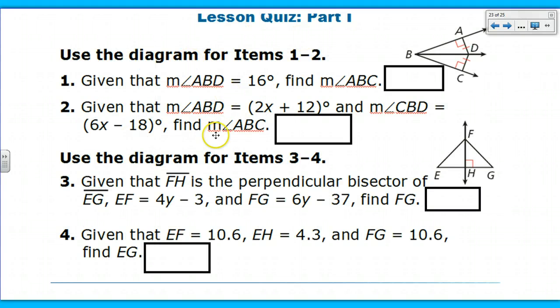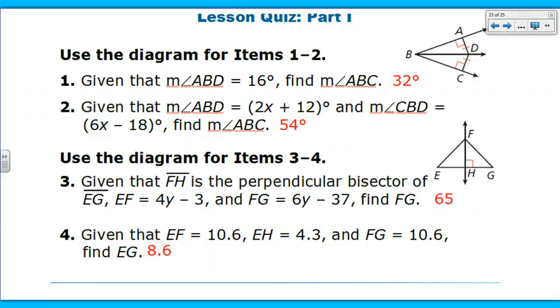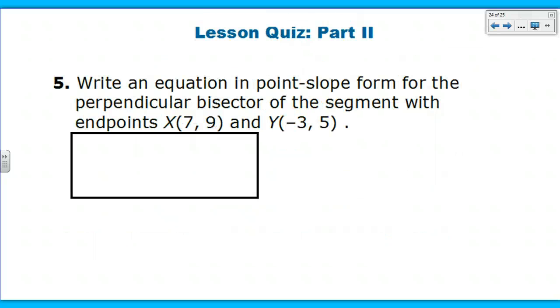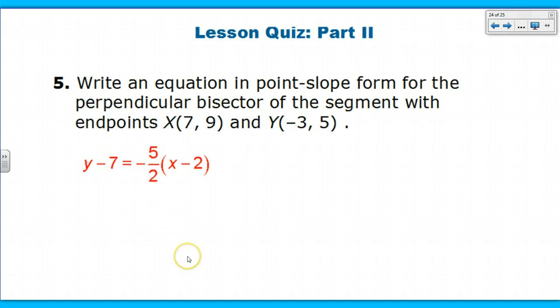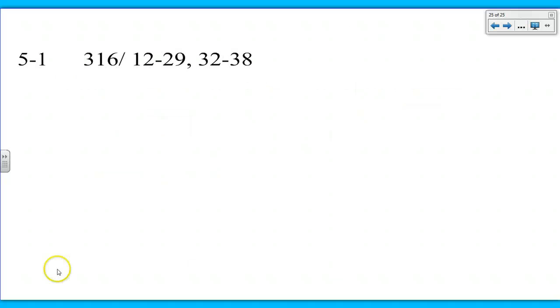All right, so go ahead and pause the video and come back and check your answers. Okay, the answers are in red. And try the second part of the lesson and come back and check your work. And you should have this equation in point slope form. And there you go. Good luck.